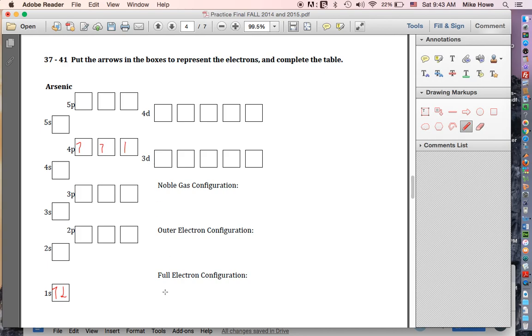So the full electron configuration I'm going to say instead of write. So I'll write the first part of it as 1s2. So then you have 2s2, then 2p6, 3s2, 3p6, 4s2. What comes after 4s? 3d10. There'll be 10 electrons here. And then 4p will have 3. So the last couple things will be 4s2, and 3d10, and then 4p3.